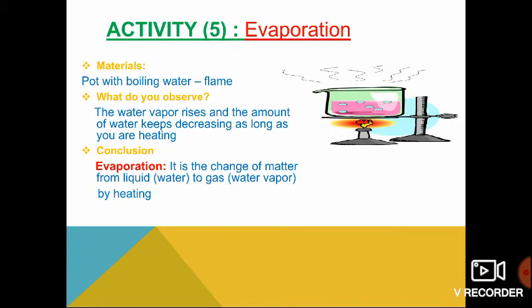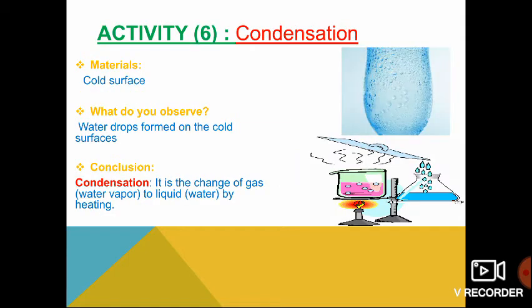Evaporation: when we put water in a pot and put it on the flame, what do we observe? The water vapor rises and the amount of water keeps decreasing as long as you are heating. Our conclusion is evaporation is the change of matter from liquid, which is water, to gas, which is water vapor, by heating.